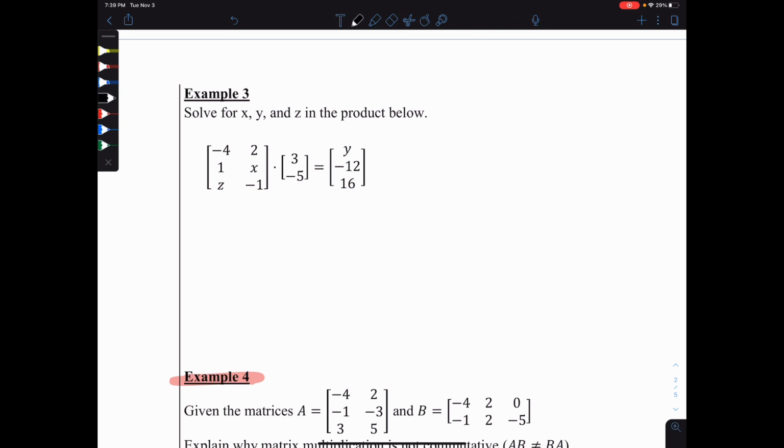So we can see that the first matrix is 3 by 2. The second matrix is 2 by 1. So the middle dimensions match, which is why our answer matrix is a 3 by 1. So what we can do is just set up our work here.